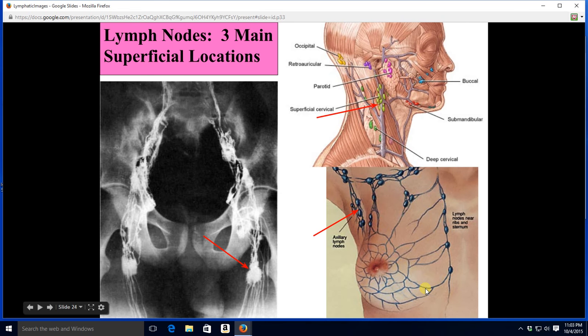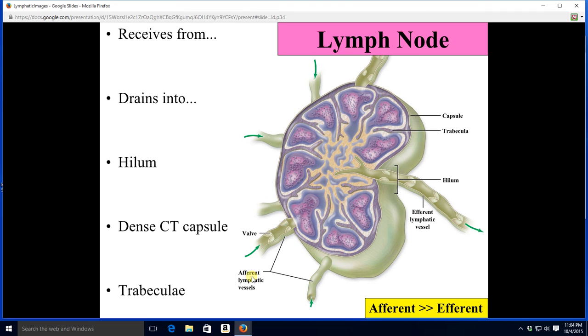Yeah. So the lymph nodes are all over your body. Main superficial locations are cervical, in your neck, axillary, in your armpit, and inguinal, in your groin. So here is the basic structure of a lymph node. Looks like a little bean. It's a nice little bean.